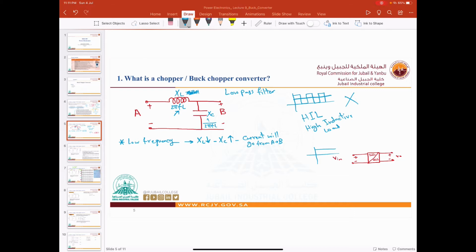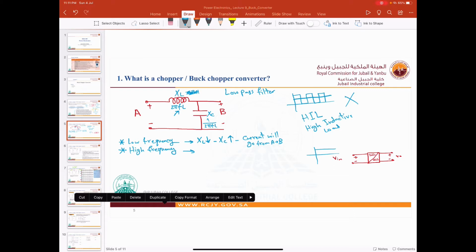Now in case of high frequency, let me write it here. High frequency. The frequency here will be high, right? What will happen to the total here, guys? It will be high, so XL will be high, so XL will be more. Now if XL is increasing, what will happen to the current? It will decrease, right? So it will not allow current like before. It will resist the current here. So it will allow less current, guys, less amount of current.